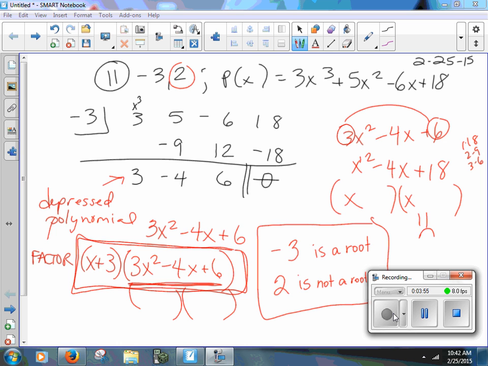Does that make sense? Can we do another one? I think it's the division stuff for the 2 as well. And did you get a remainder? Yes. Okay, if you get a remainder, then what happens? It's not going to work out anyway, so you have a different type of proof. But I would still, at the end, write negative 3 is a root, 2 is not a root.